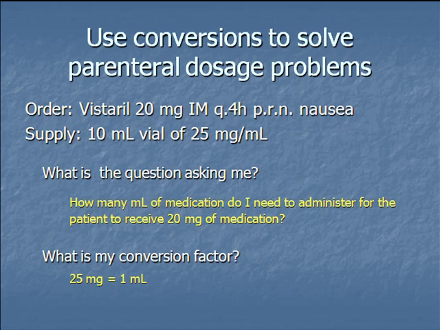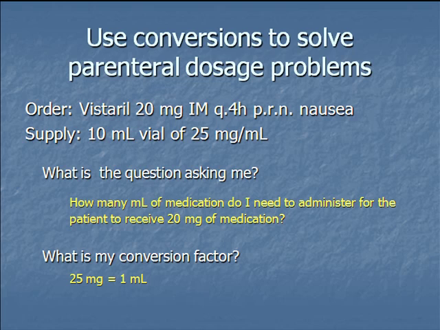We can also use conversions to solve parenteral dosage problems. For example, we have an order of Visceral 20 milligrams IM every 4 hours as needed for nausea. Our supply is a 10 milliliter vial of 25 milligrams per milliliter.